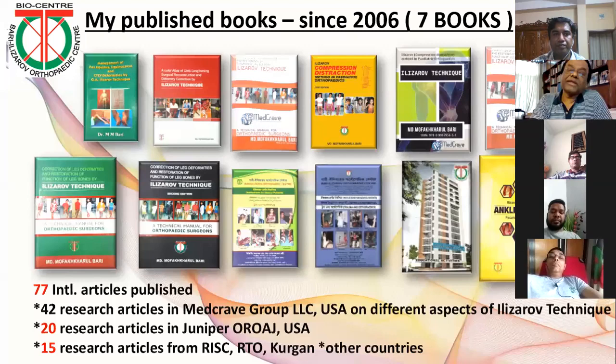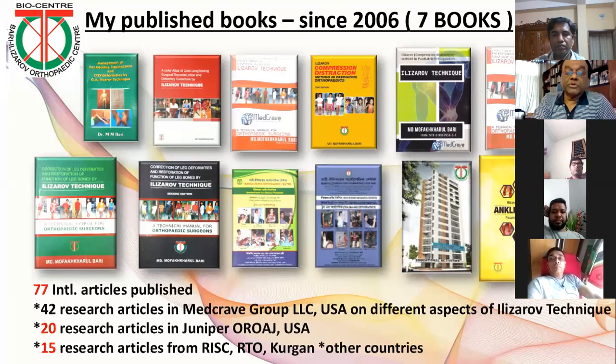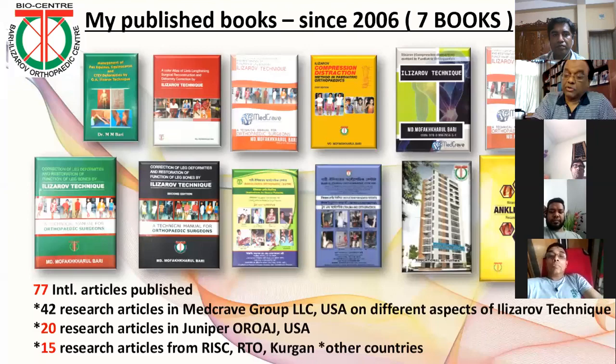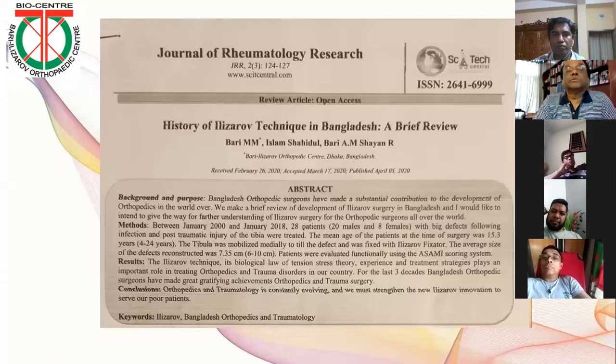Those young chaps who are doing it are also feeling all the time that they are safe. They feel strong enough. And these are my books and my international publications. Most of them are with Americans and Russians: 42 research articles, 20 in journals in the USA, and 15 research articles from Russian Kurgan Center. You can go through the website and you'll get it. And this is the latest, last month, Journal of Limb Reconstruction Research, History of ILIZAROV. I have written a brief review, you can see the ISBN here, in Bangladesh. Last month, 5th April, this was published in an American journal.